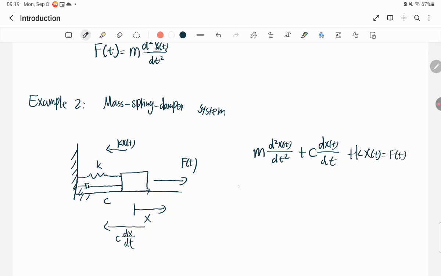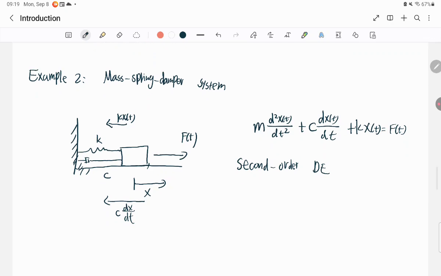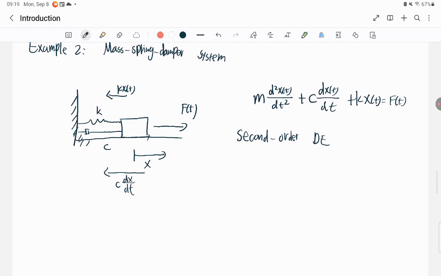This is an example of second order differential equation. It describes vibrations in mechanical systems, machines, and structures. Solving it helps engineers understand oscillations and design systems for stability.